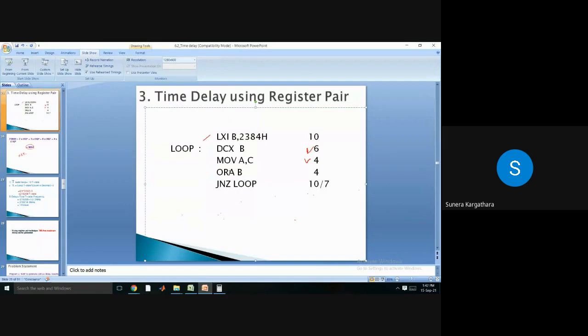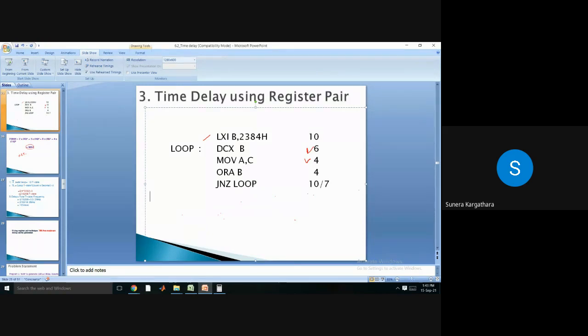Now just tell me, while I'm writing this loop to generate a delay, how to find the total delay? That procedure will be the same. You need to find the outer loop delay and the loop delay, and combined, if you add these two, they will give you the total delay. Now if this technique is in front of you, just tell me how many instructions are inside the loop.